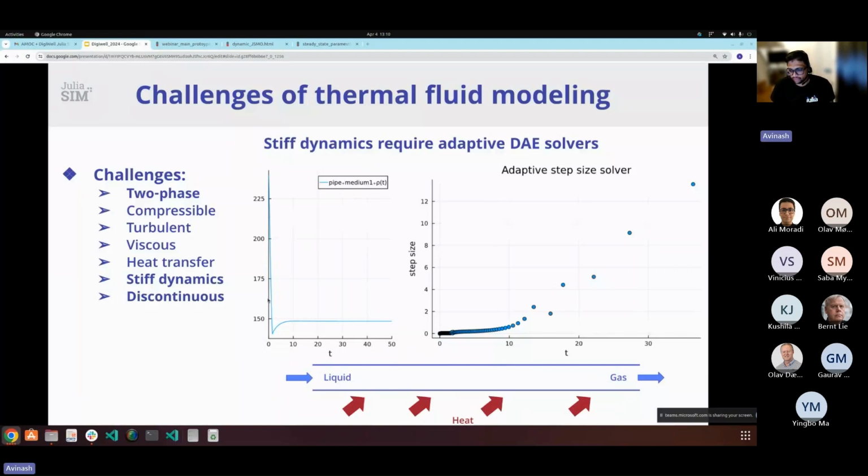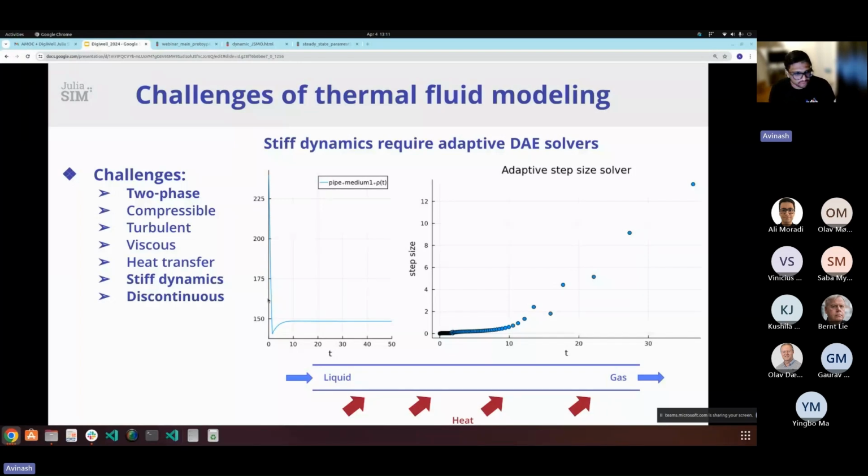And commonly, these fluid models are coupled with other slower time scale cases. So for instance, the temperature of a room, and in that case, the dynamics could vary by 1 or 2 or even 3 orders of magnitude. So stiffness is a major issue.